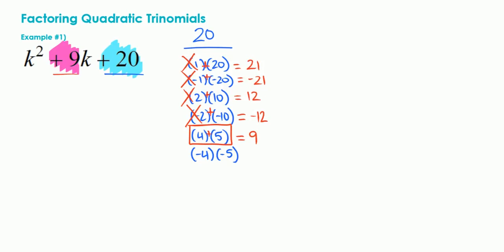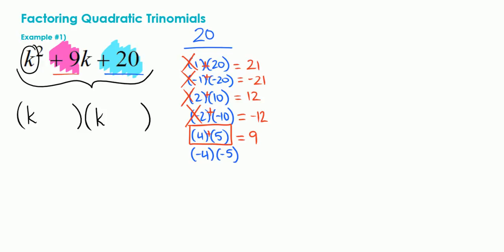So these are the two numbers that I need to work with, the two factors of 20. Now that I found the two factors of 20 that add together to give me 9, I can finally finish factoring my quadratic trinomial. To do that, I'm going to set up two sets of parentheses. And I'm going to write the variable that I'm using, which is k, at the beginning of each set of parentheses, like so.